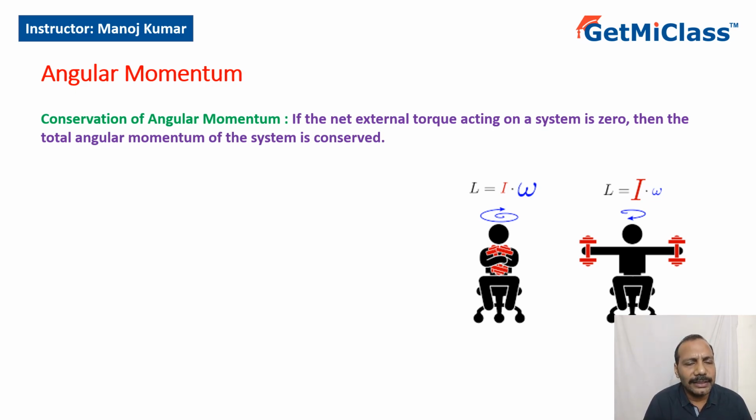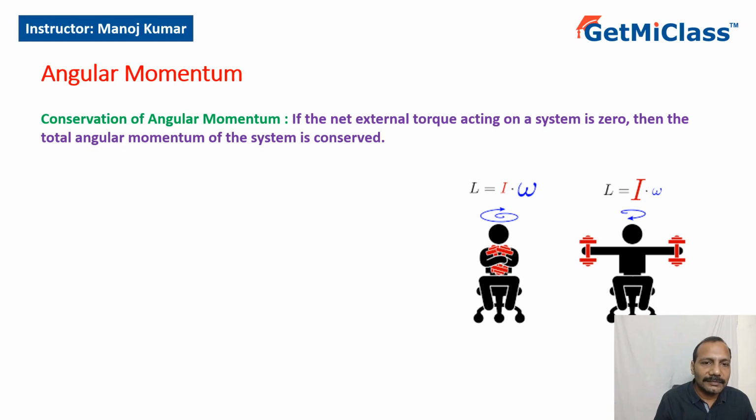Now we use this principle in a lot of places. One of the very common places is where a girl in a skating ring wants to spin. Now what does she do? She spreads her hands and gives a kick to herself to rotate, and then she brings her hands closer to the body. When her hands are spread, moment of inertia is high, and when she brings the hands closer to the body, the moment of inertia decreases. When the moment of inertia decreases, angular velocity increases.